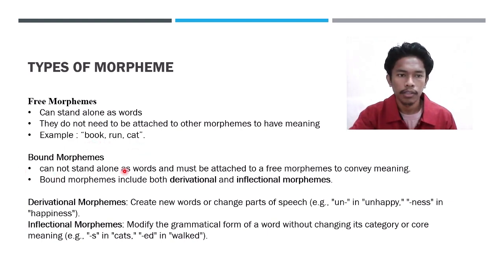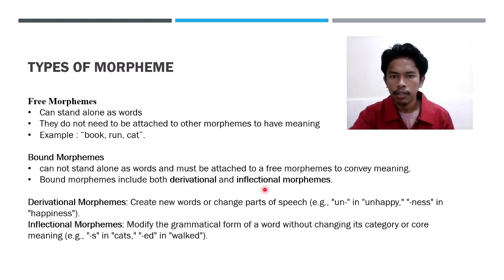Then bound morphemes. Bound morphemes are different from free morphemes. They cannot stand alone as words and must be attached to a free morpheme to convey meaning. Bound morphemes include both derivational and inflectional morphemes. Now you get the point, right? So a bound morpheme needs to be attached to a free morpheme to convey meaning, right?